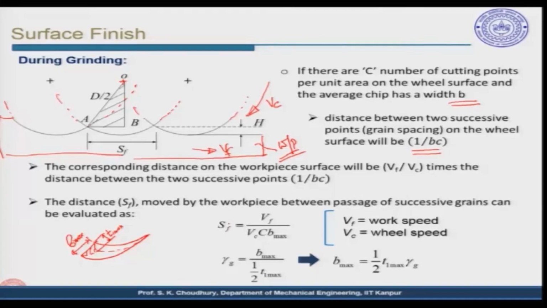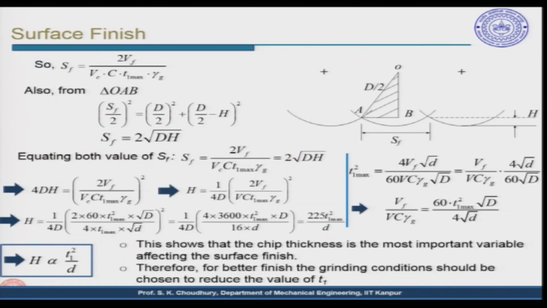So, this Sf can be given as Vf by Vc times C into B max. B max, as I showed it here. Of course, Vf is the work speed, that is the feed velocity given. So, gamma g, the grinding wheel ratio, we said is B max divided by half of T1 max. From here you can find B max, put the value of B max here, and you will get Sf equal to this. Okay. So, keep it like this.